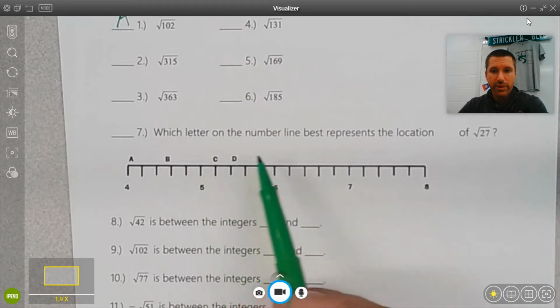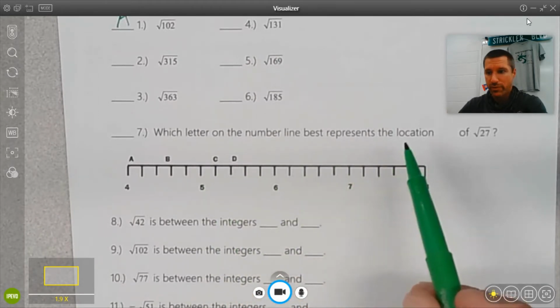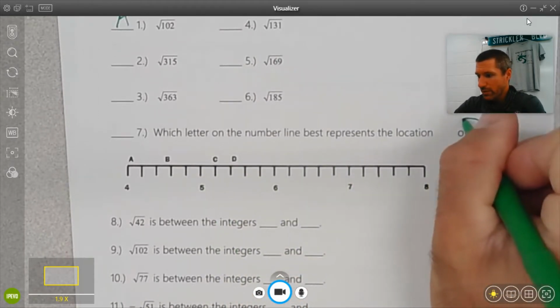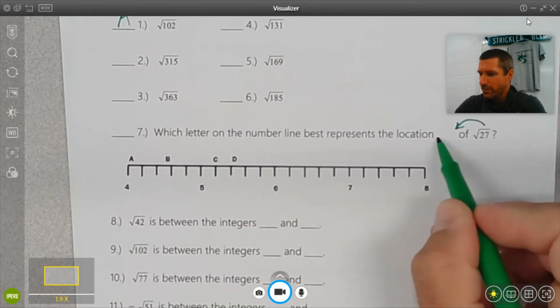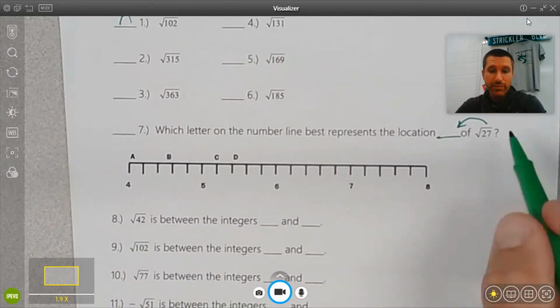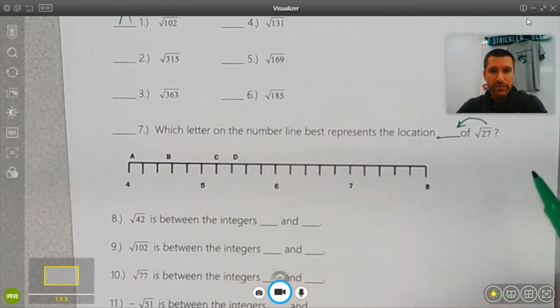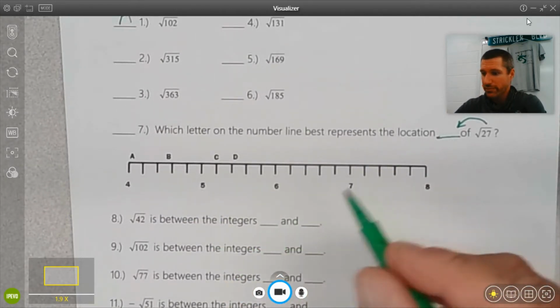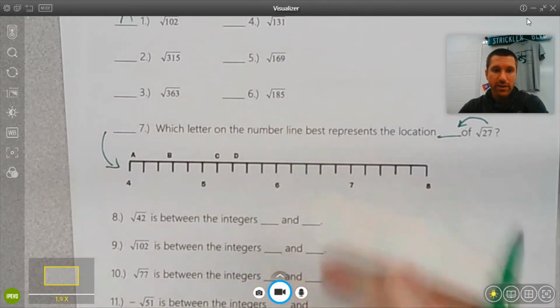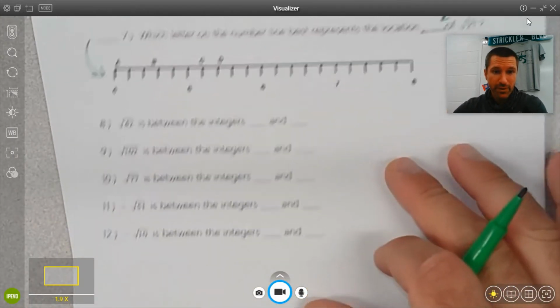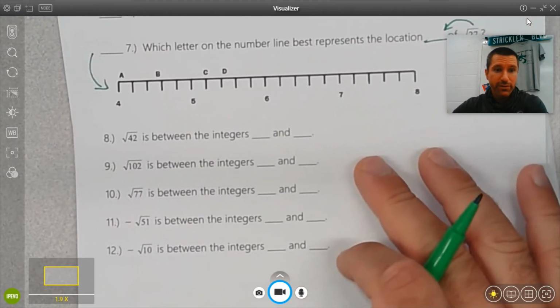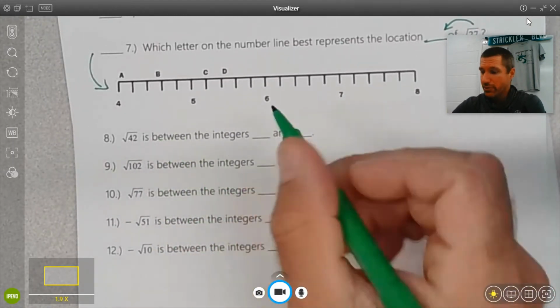Which letter on the number line is the best representation of the location of the square root? Never mind. I don't know why there's a big space right there. That's weird. Sorry about that. But radical 27. So find which one is the best approximation for radical 27. Number 7 goes to that number line right there. There was some confusion in the past about that. Okay. Radical 42, number 8, is between the integers.